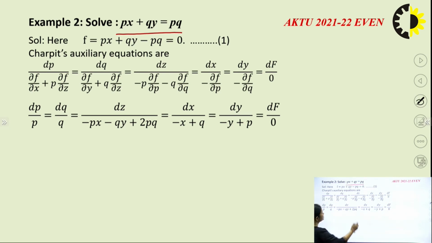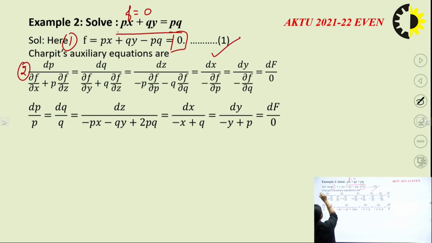Here again you can see the equation contains only first order partial derivatives, p and q are present in product. So it is a non-linear partial differential equation of first order. Therefore we can solve it by Charpit method. So first step is to write the equation in the form f equal to 0, means just make the right hand side equal to 0. So we obtain our first equation.